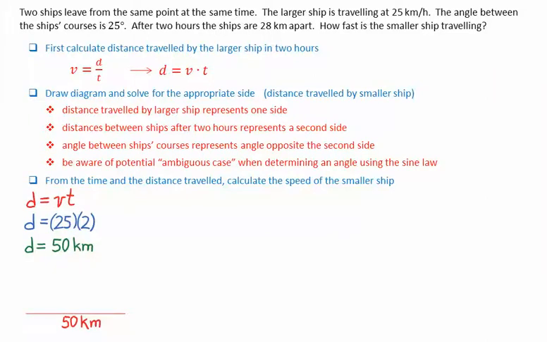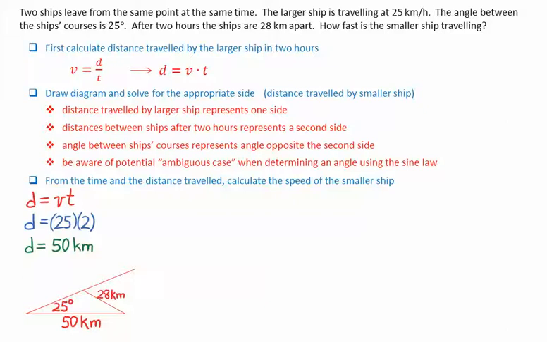We can then start drawing the diagram. This larger ship has traveled 50 kilometers. That's going to be one of the sides. We know that the angle between the ships was 25 degrees. We also know that the distance between the two ships after the 2 hours was 28 kilometers.